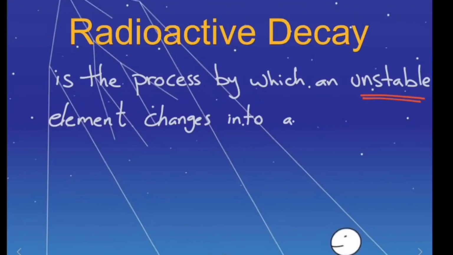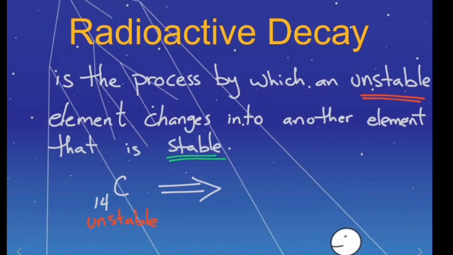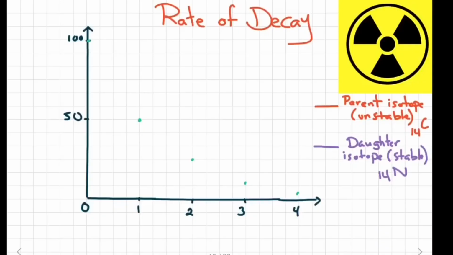So radioactive decay is the process by which an unstable element changes into another element that is stable. As we discussed previously, carbon-14, the unstable isotope of carbon, changes into another element which is nitrogen-14, and which is stable. So we call carbon-14 the parent isotope because it was the original one. When it turns into nitrogen-14, we call it the daughter isotope.